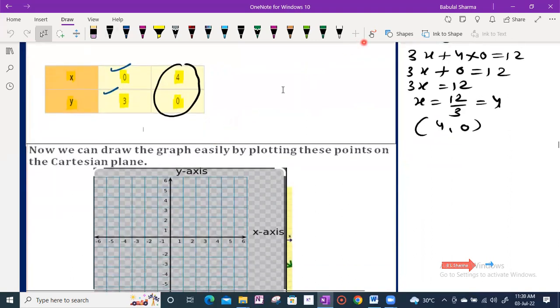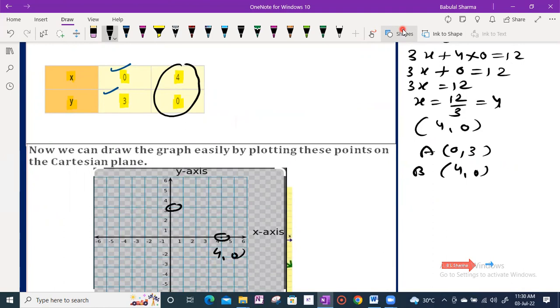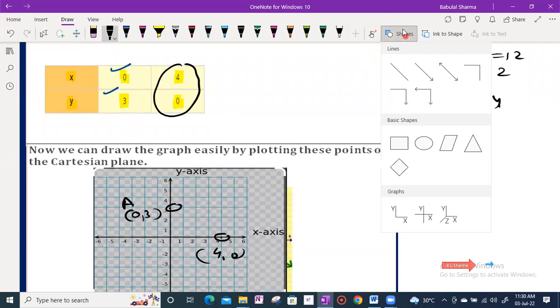So here we can draw the graph. First of all, we have to plot the point 0, 3. x is equal to 0 and y is equal to 3. This point is A. A point is 0, 3 and B point is 4, 0. And this point B is 4, 0. Now, and this point A is 0, 3. Now, you can draw the graph of it.